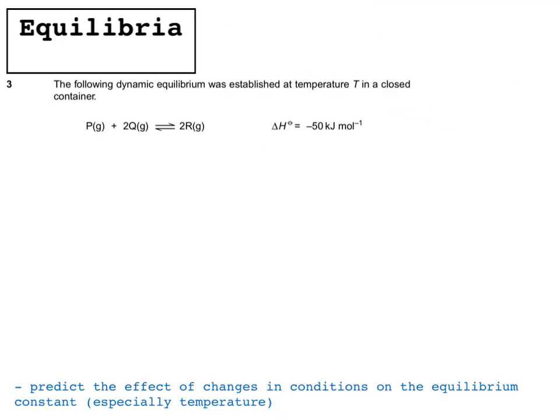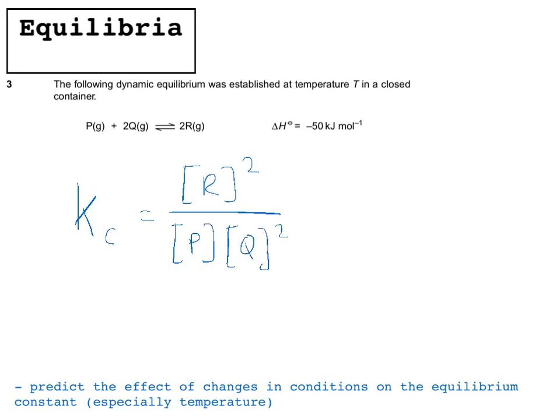Now we're going to look at predicting the effect of changes in conditions on the equilibrium constant. To do that, we've got to have the equilibrium constant in front of us. It's the same equilibrium as before. So here we've got Kc equals, remember, the product of the concentration of the products, so R squared, divided by the product of the concentration of the reactants, so the concentration of P times the concentration of Q squared. Now what you've got to be aware of is whether the reaction is endothermic or exothermic to the right and to the left.